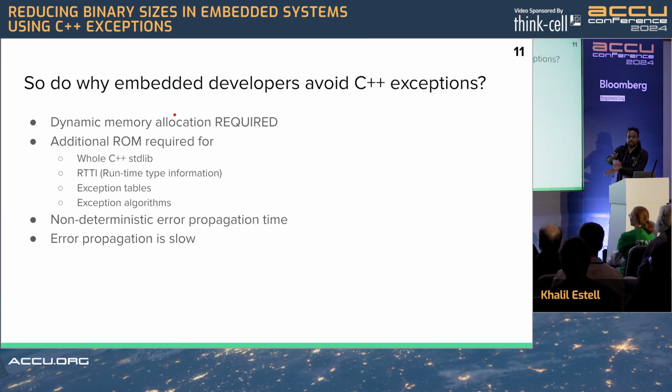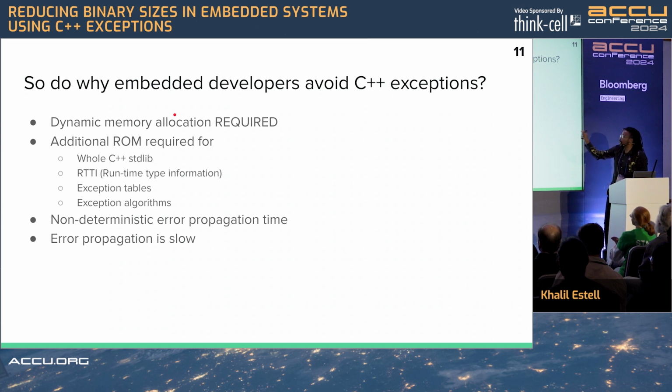So this all kind of comes together to explain why embedded developers stay away from C++ exceptions. Number one, and these are things that I've heard around the grapevine, people say that it requires dynamic memory allocation. This is a requirement, can't get away from that. It also requires additional ROM. It brings in the entire standard library. I've had some students and some other people tell me this, like, yeah, you have to bring in the entire standard library to even throw something.